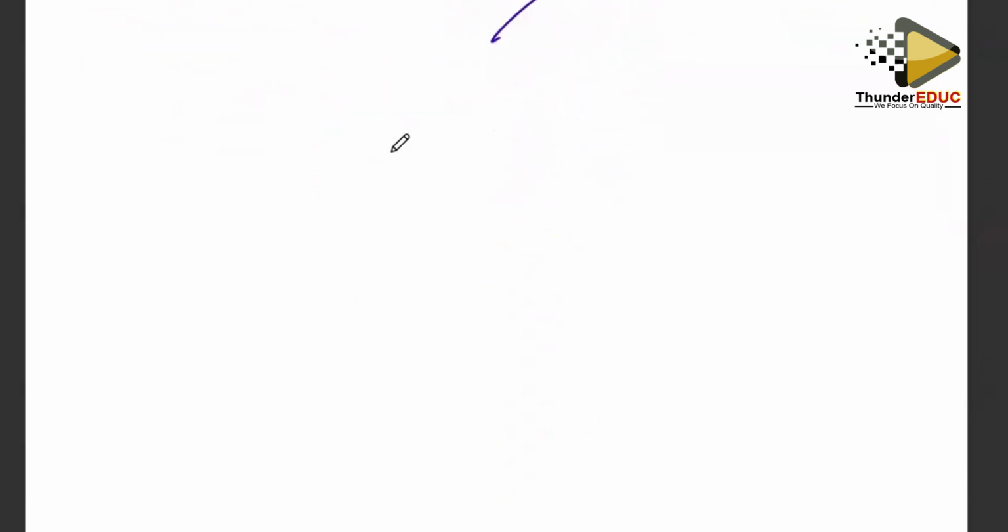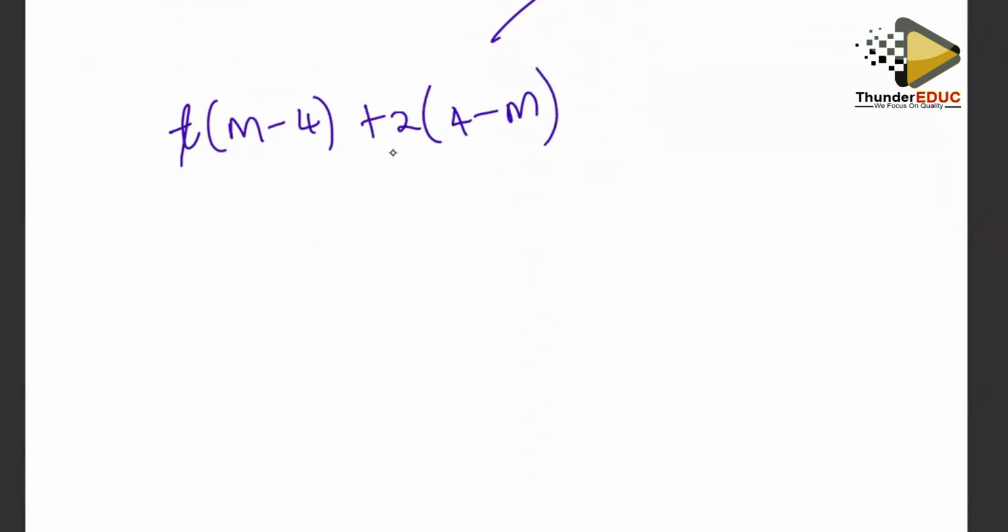Now, how do we change the signs? Let's say we have a t into m minus 4 plus 2 into 4 minus m. So we only take out the sign only and only if we're seeing something unique amongst the brackets. Brackets must have the same things, but just in the opposite arrangement. So this is m minus 4, this is a 4 minus m. So what we do, we normally take out the negative sign. We don't take out any sign, but just the negative.